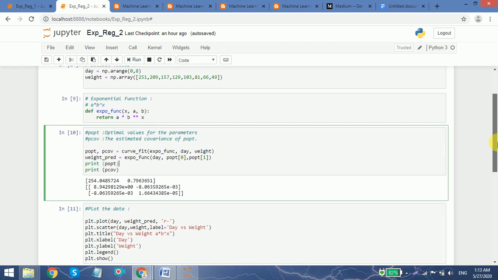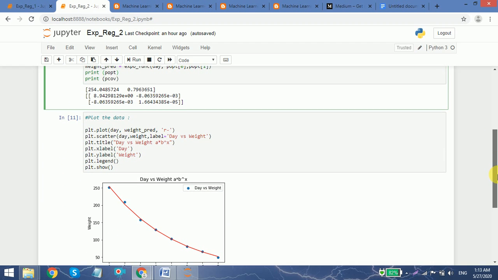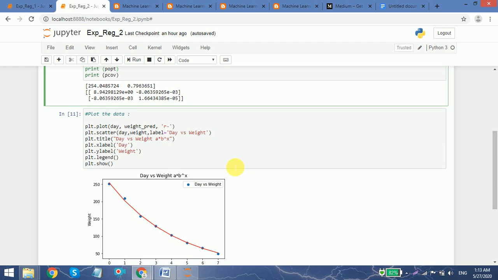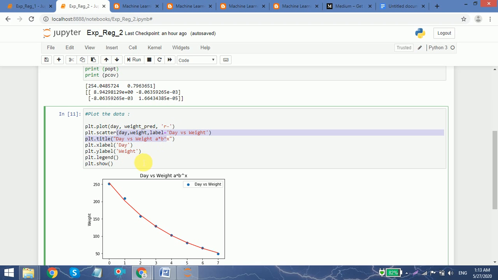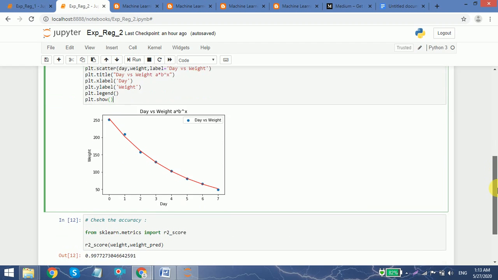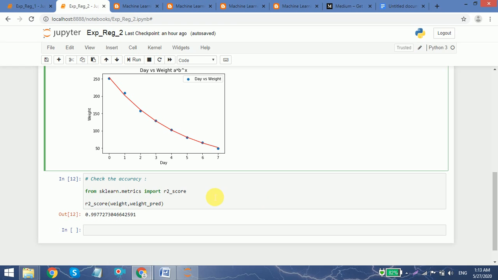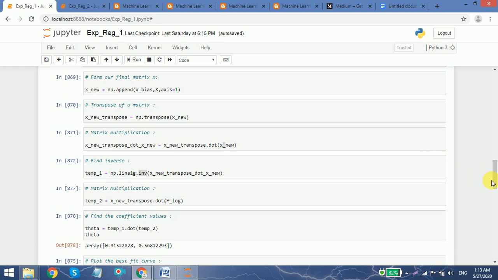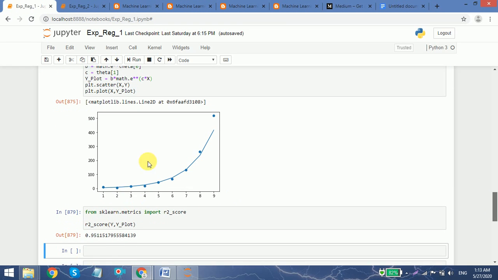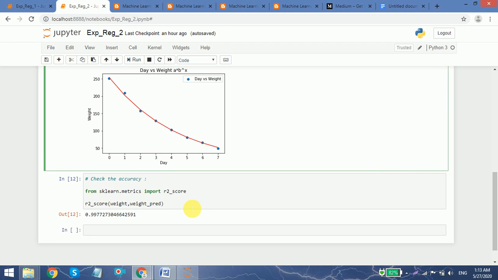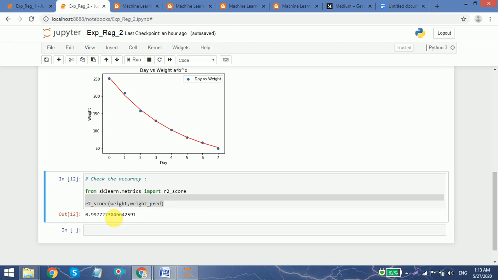Now we are going to plot our data and the regression curve. That is pretty easy to understand: day and weight, the red line, and then scattering the data, and these are just labels, nothing special here. Now I'm going to check the accuracy of the model, the same way we did it here. You can check it here, it is pretty good, 0.99.